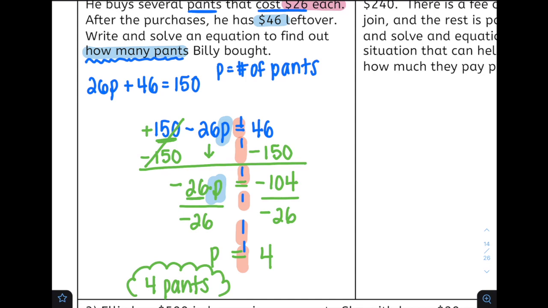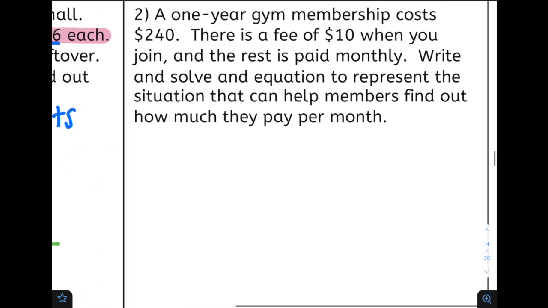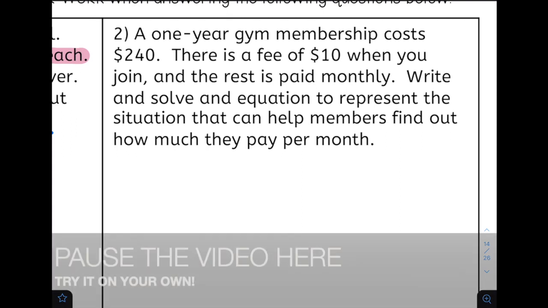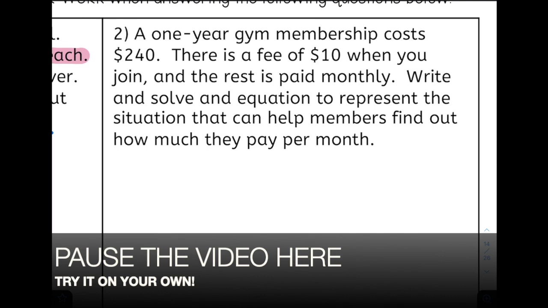All right, let's try number 2. So this is a word problem about gym membership costs. You want to write your 2-step equation and then you're going to solve it. Try this one on your own, pause the video, and come back and check if you got the right answer.